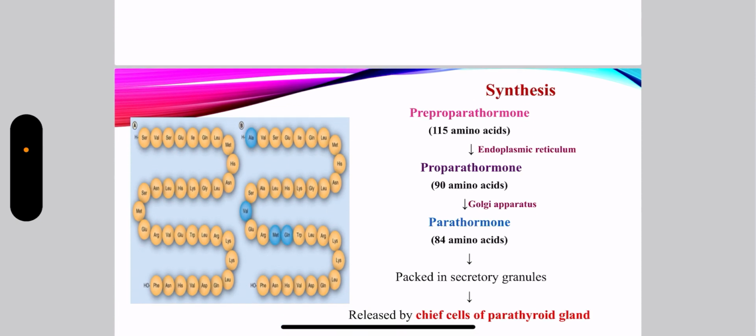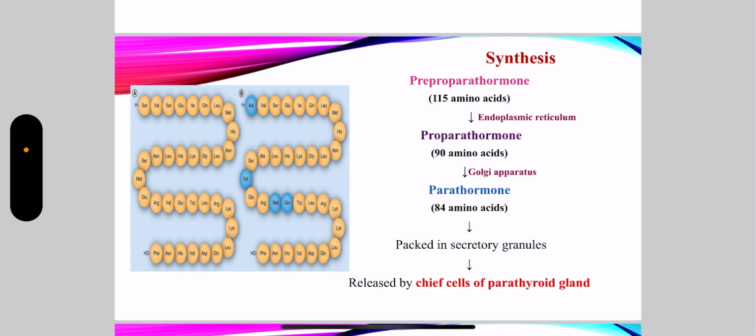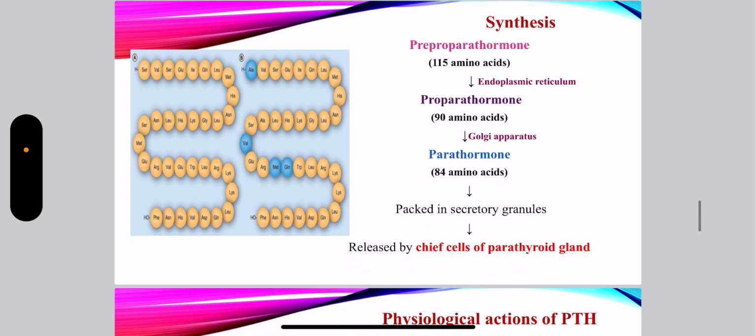Now about synthesis. It is synthesized from a 115 amino acid substance, pre-pro-parathormone. In the endoplasmic reticulum, there is formation of pro-parathormone comprising 90 amino acids. In the Golgi apparatus, there is formation of parathormone consisting of 84 amino acids. Now this parathormone is packed in the secretory granules and it is secreted by the chief cells of the parathyroid gland.